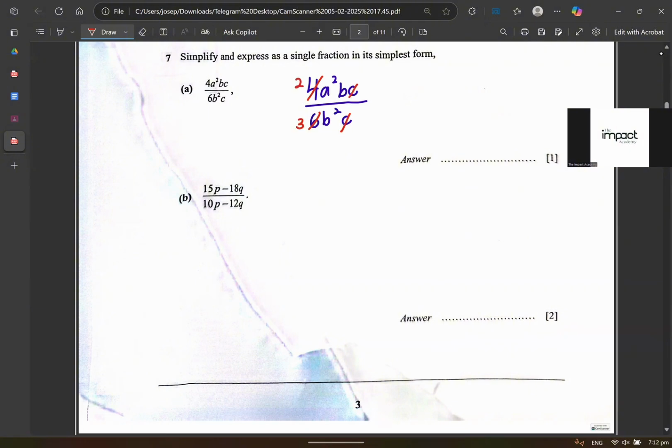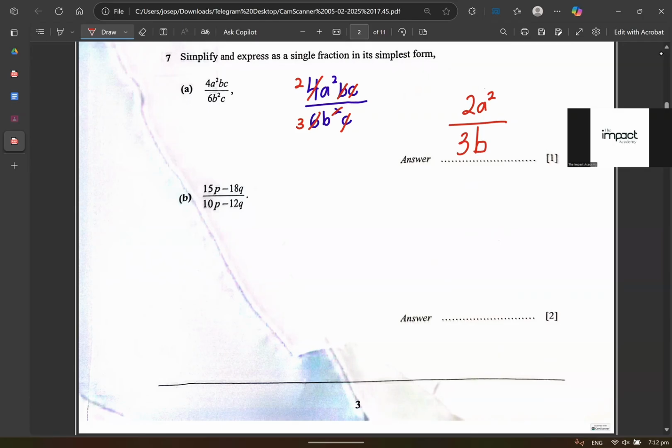True? b and b squared. Cancel the entire b. The b squared becomes 1 only. Can you see how I cancel the b squared? I just cancel the power. Make sense? So what am I left with? 2a squared over 3b. Can you understand or not understand? Okay, this is good.